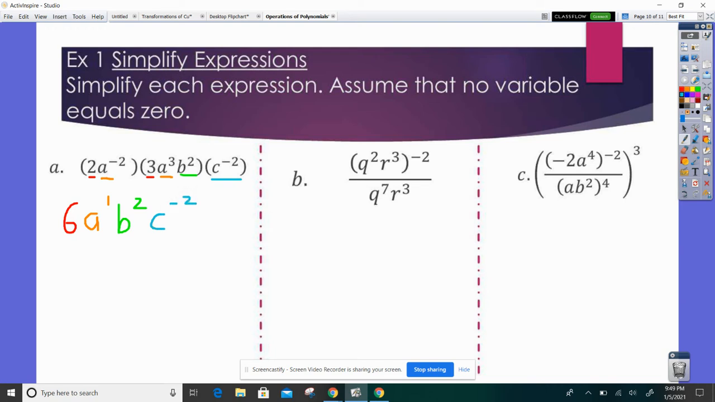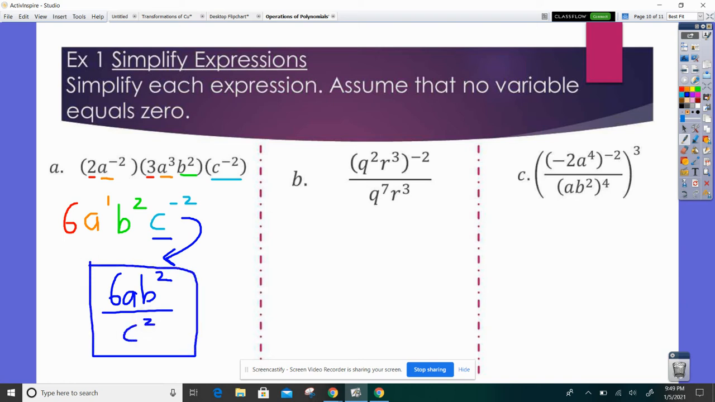Now, I can't leave my expression like this because I have a negative exponent. Remember, we can't leave negative exponents. So to get rid of this negative exponent right here, I'm just going to bring it to the bottom. So my 6ab squared stay up top, but my c squared moves down to the bottom. So my final answer is 6ab squared over c squared. There's nothing else I can do because that's in its simplest form.